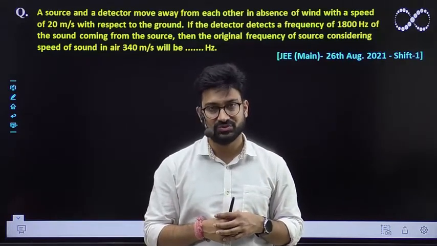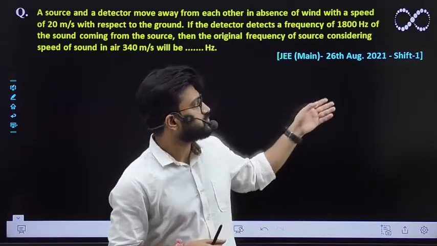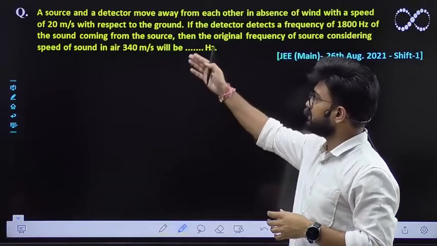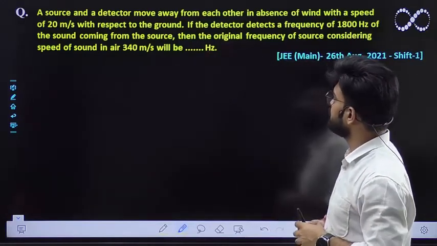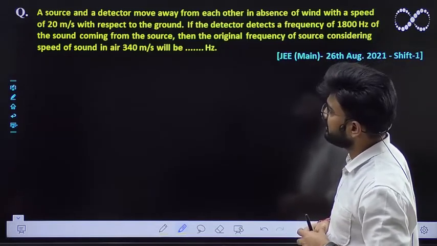Right now I'll be doing one such question that came in your JEE examination. This question came on 26th August 2021 in shift 1. So let us see this question first. Question says, a source and a detector move away from each other in the absence of wind with a speed of 20 meter per second.